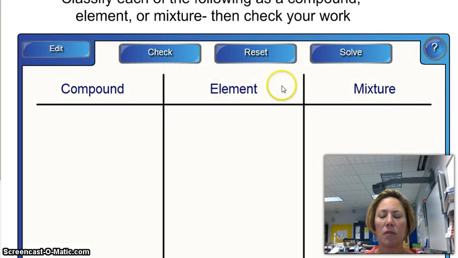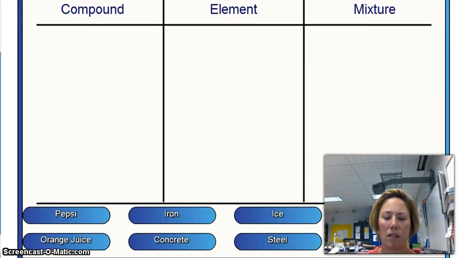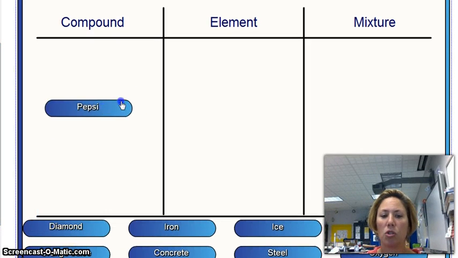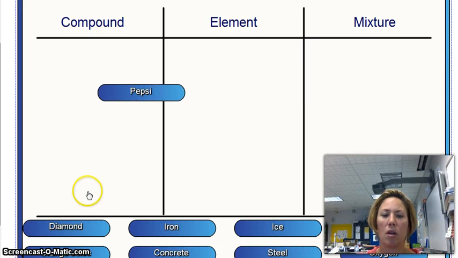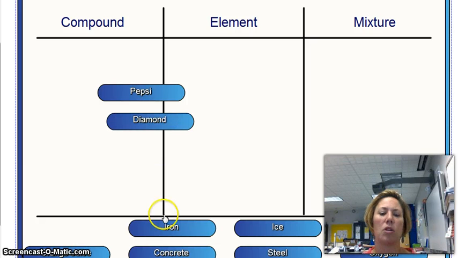Section 3 is more of the same. You can go ahead and label 3 columns. This is section 3: compound, element, and mixture. And then we have a variety of things down here that I'd like you to classify. So we have Pepsi. Where would you put that? Compound, element, or mixture? We have diamond, compound, element, or mixture. You put it in one of the columns where you think it belongs.